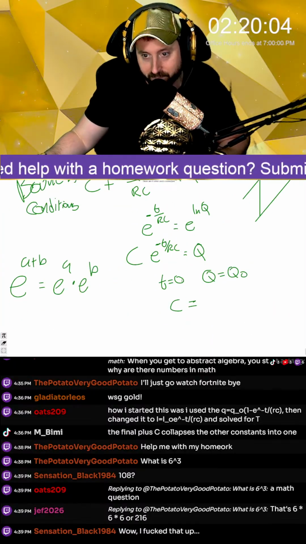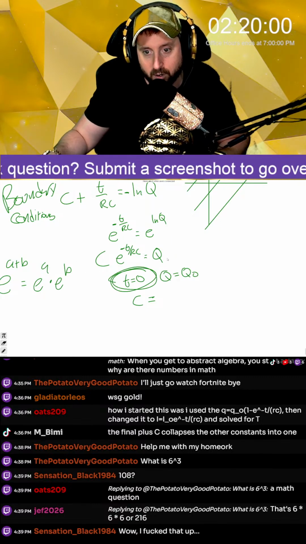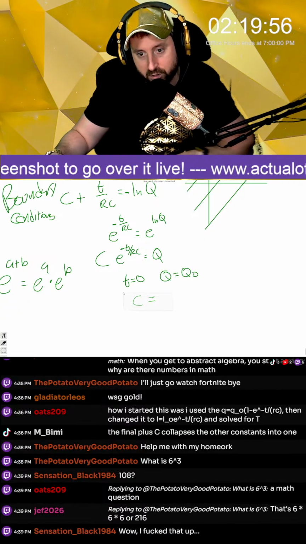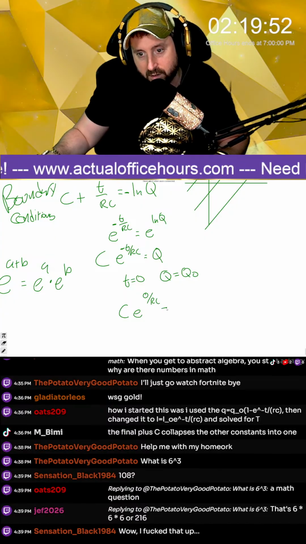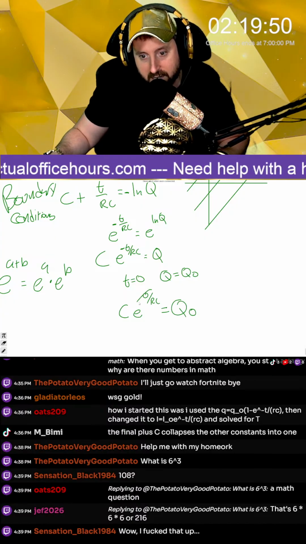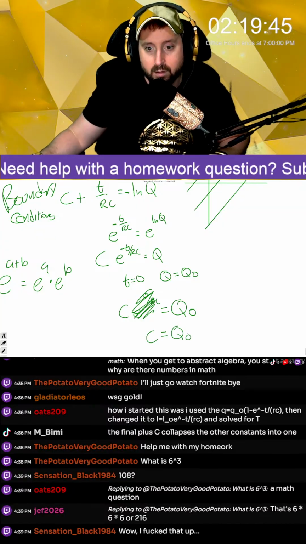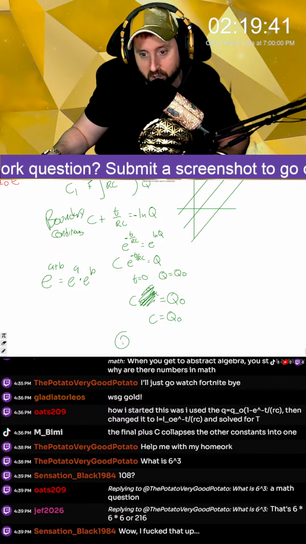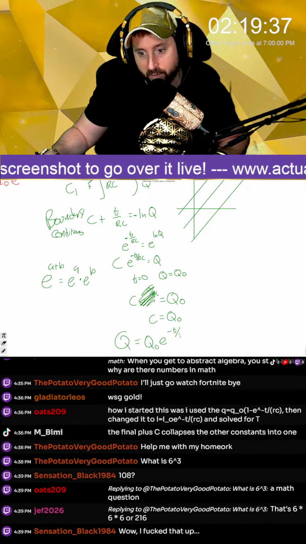It's still not changing. And then here, you say, okay, when the time is 0, so when t is equal to 0, charge needs to be initial charge. So you get c e to the 0 over rc is equal to q naught. E to the 0 is just 1, and then that tells you that c is equal to q naught. So now in your final thing here you can say that q is equal to q naught e to the negative t over rc.